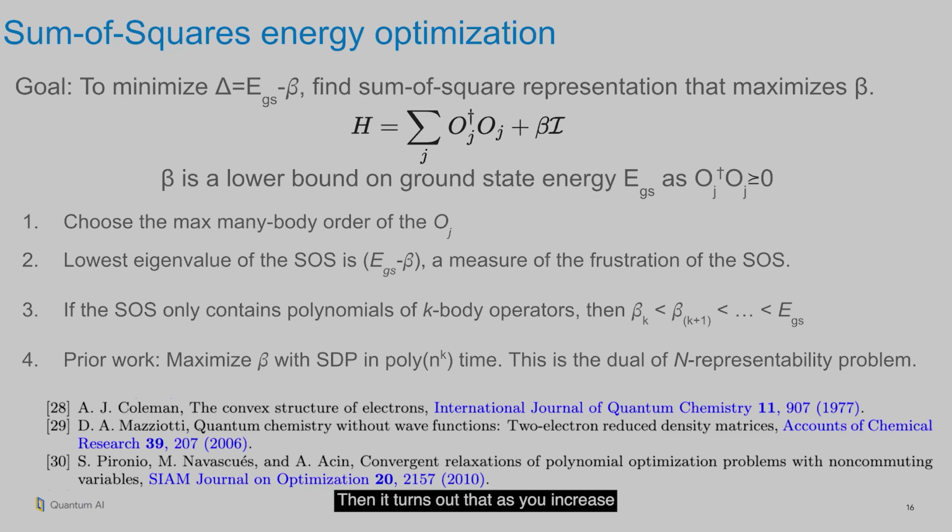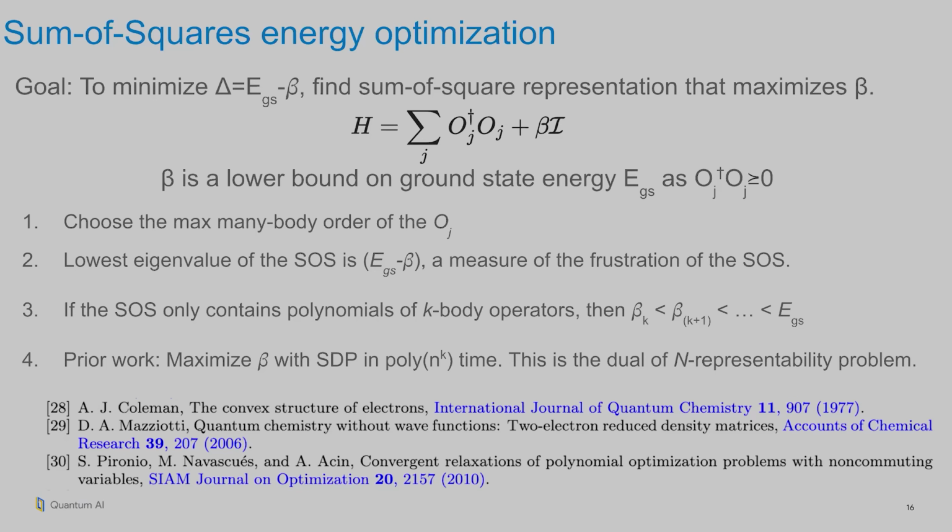Then it turns out that as you increase the order, as you add more and more Pauli operators that are spanned by these O's, you can find a beta that gets closer and closer to the ground state energy. And in the limit where the O's are spanned by all possible Pauli operators, you can actually recover the ground state energy exactly. But this is not free, because as the basis of your O's increases, the number of O's increases and the number of coefficients that each O takes as a linear combination over the basis increases. So in other words, the amount of data you need to represent this huge sum of squares increases.